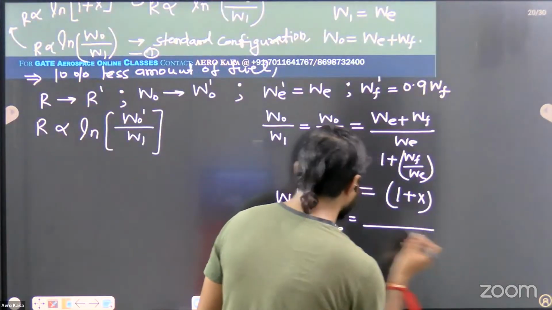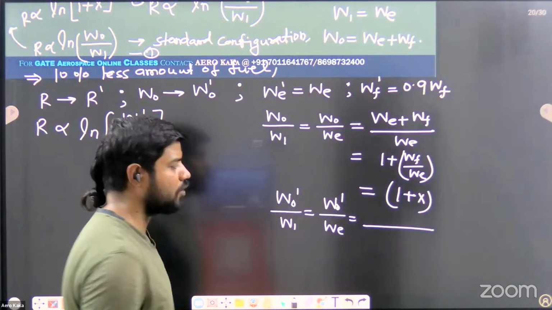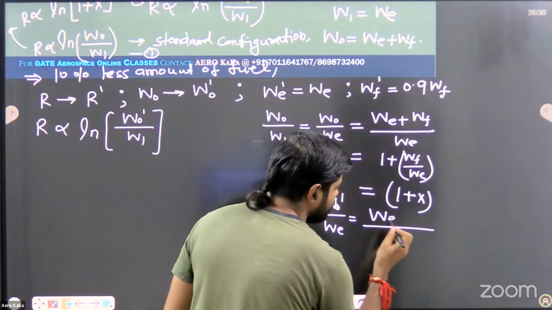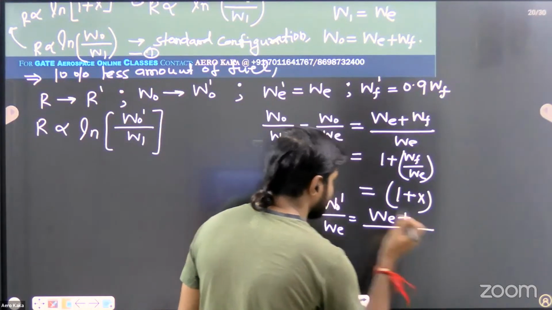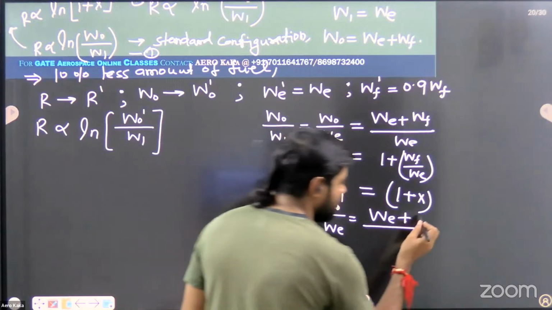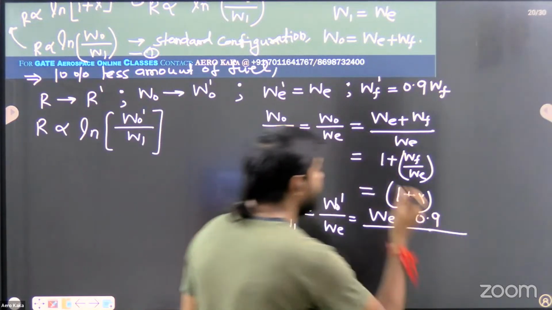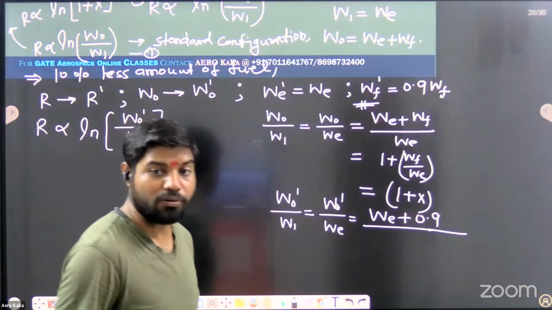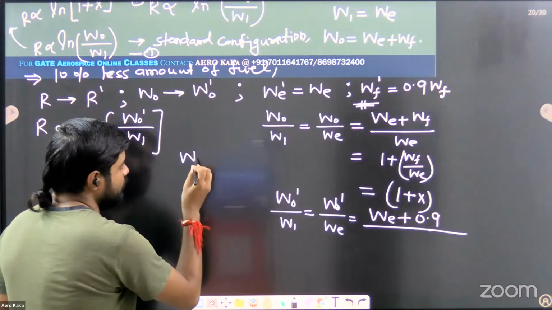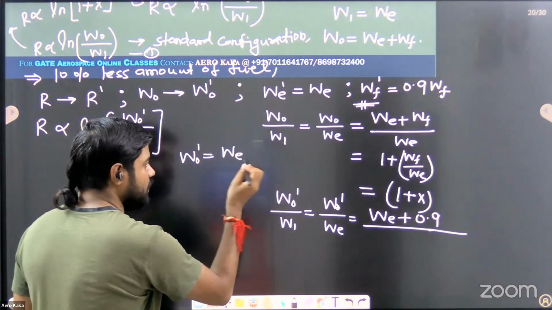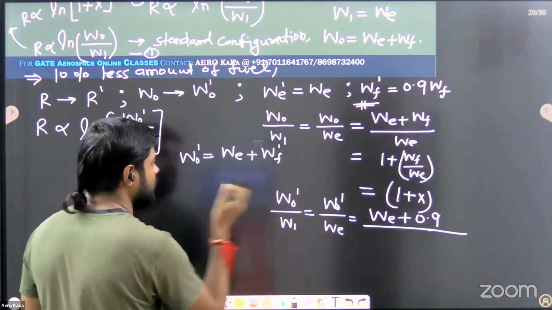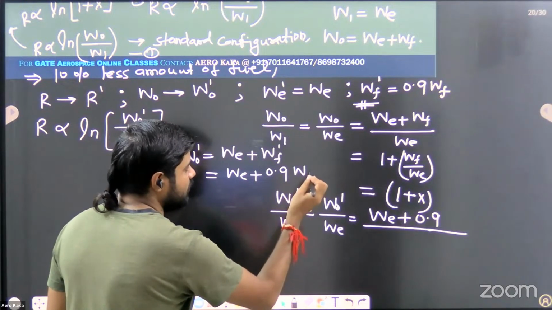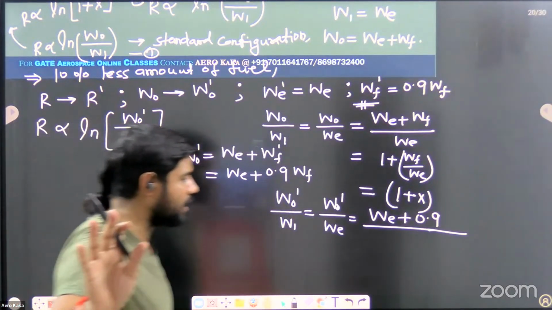So what is this W naught prime? See, your empty weight is not going to change. So WE plus how much? Obviously, in this case, this WF prime is nothing but 0.9 WF only. So please remember, your W naught prime is nothing but WE plus WF prime. So this is nothing but WE plus 0.9 times WF. Clear? Any doubt? Please let me know.